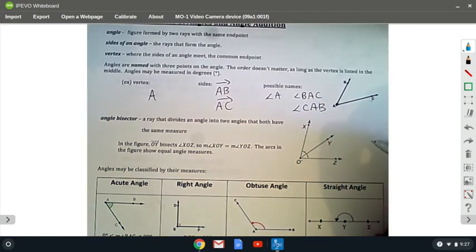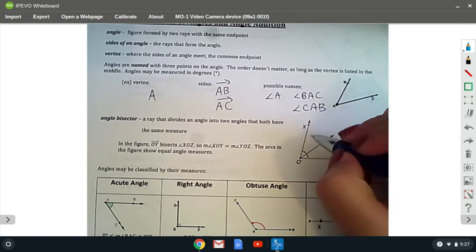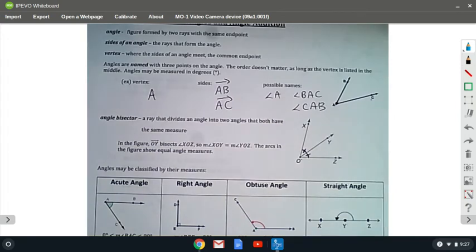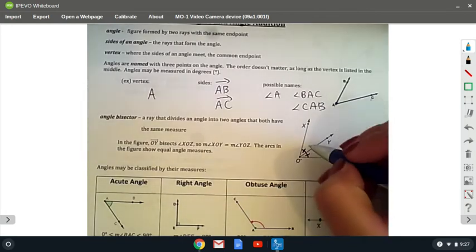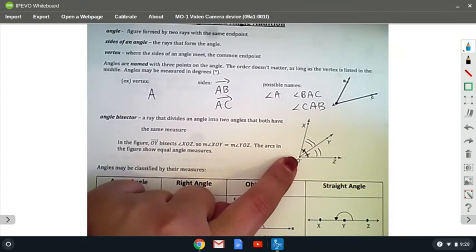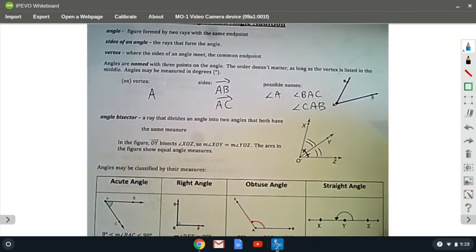A ray that divides an angle into 2 angles that have the same measure. So that means this and this are the same. So just like when we have a segment, we mark it with a tick mark. I do the same thing with angles. Sometimes you'll also just see them do something like this to show congruency. I do that more than I do the tick mark, so that's something you'll see me do.